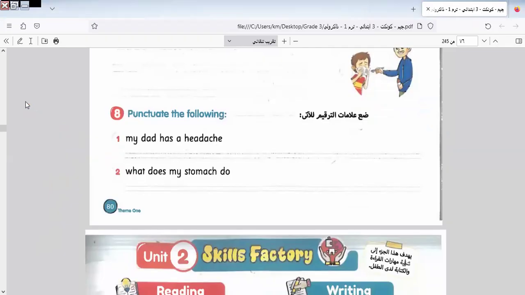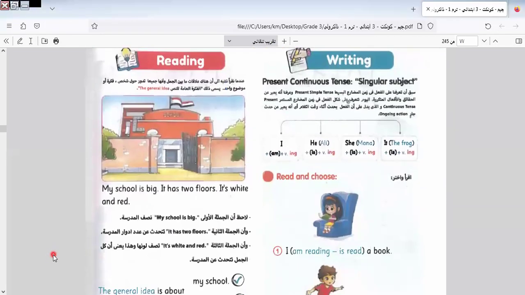Here we have. In this question, what I can do is underline the wrong letter that I corrected. Here, my is written in small letter, so I will write it in capital letter. My dad has an egg, and I put a full stop at the end of the sentence. Here I put a question mark at the end of the sentence because it's a question. You must take care whether you have a question or statement form because there is a difference between them: in the question form we put a question mark here.